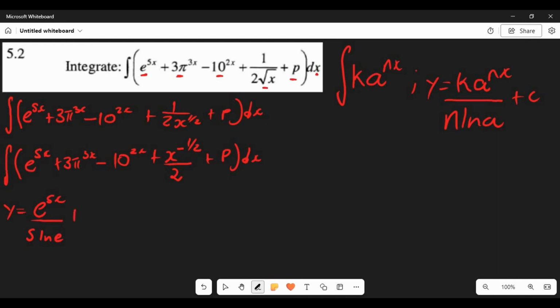Let's go to the second term, which is also exponential. So we're gonna write this as it is. Then we divide. Now this time around we have n as 3, and then we have natural log, and then we have this as our pi. And then we continue here. So we have 10 to the power of 2x divided by our n here, which is going to be 2, natural log, which is going to be 10. So we are done with the first 3 terms which needed us to use this exponential formula.